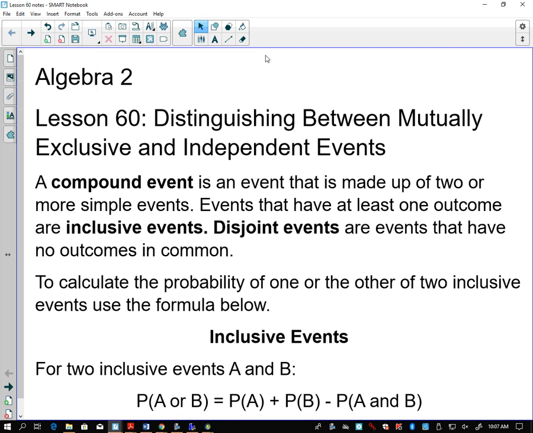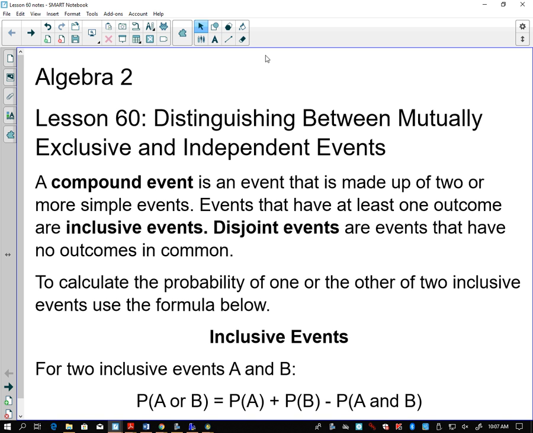All right, Algebra 2, Lesson 60, distinguishing between mutually exclusive and independent events. So we're going to talk about compound events. Compound events are when we're dealing with more than one event or more than one type of event. We're talking about things where we're working with probability: rolling a dice, finding a card in a deck, a marble in a bag, spinning a spinner, those types of things.